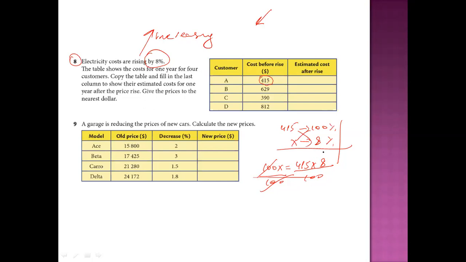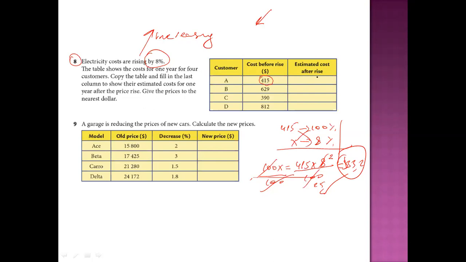If I directly use simplifying, divide by 4 is 2, and divide by 4 is 25. So 415 times 2 divided by 25 is 33.2. The answer must be equal to $33.2. What is that? It's of course the 8% of 415.